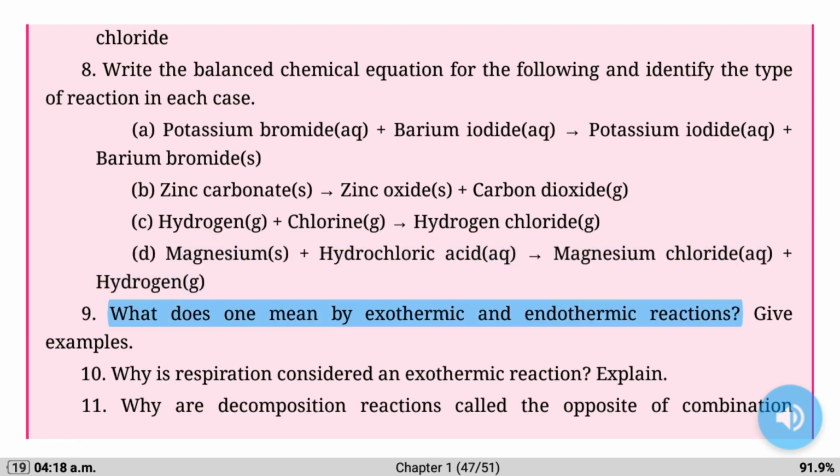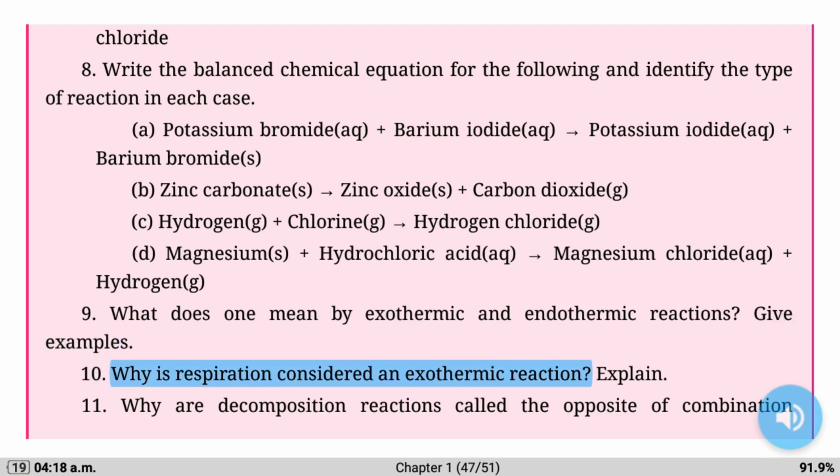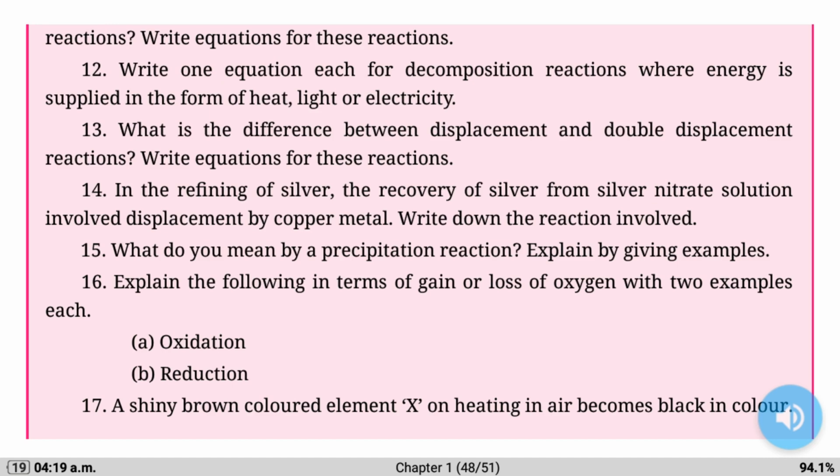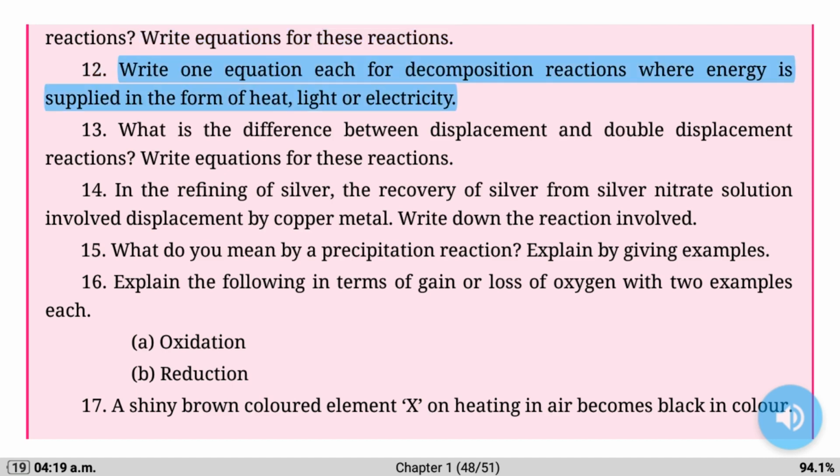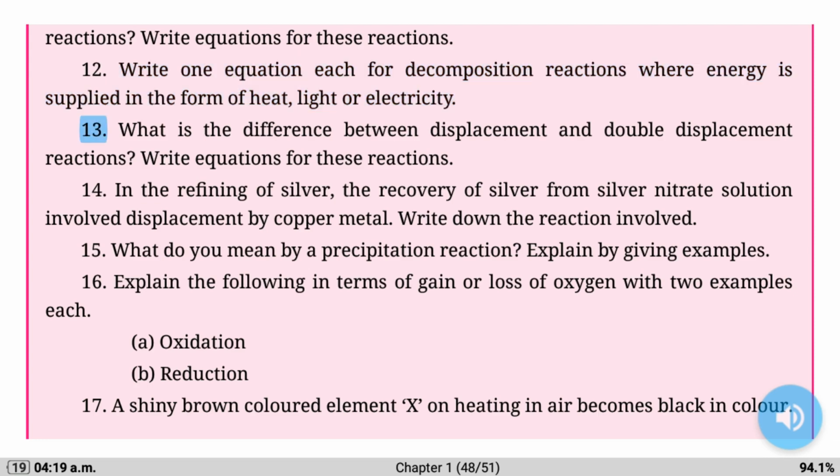9. What does one mean by exothermic and endothermic reactions? Give examples. 10. Why is respiration considered an exothermic reaction? Explain. 11. Why are decomposition reactions called the opposite of combination reactions? Write equations for these reactions. 12. Write one equation each for decomposition reactions where energy is supplied in the form of heat, light, or electricity. 13. What is the difference between displacement and double displacement reactions? Write equations for these reactions.